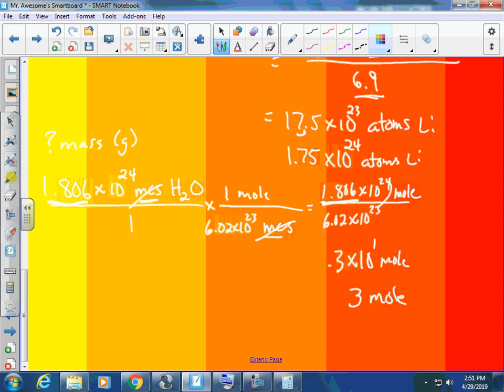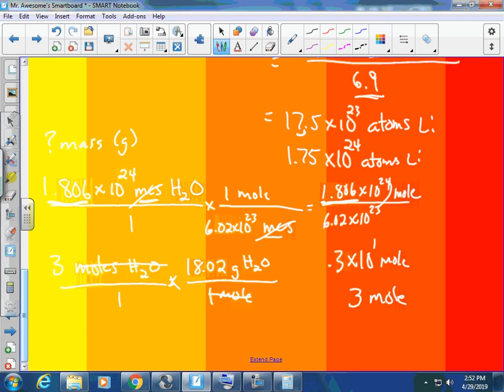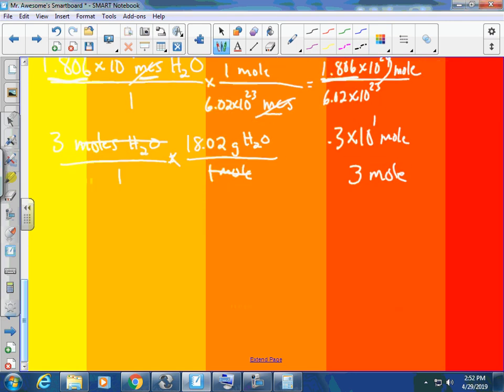So if I have 3 moles of water, how many grams would that be? Oops. So I know the molar mass of H2O, 2 hydrogens and 1 oxygen, if I add them all up, there are 18.02 grams according to our periodic table. That's 2 H's added to 1 O, and that's for 1 mole. So really it's just a multiplication, 3 times 18.02, and that's going to come out to be 56.04 grams.